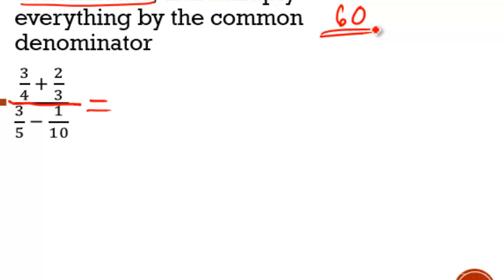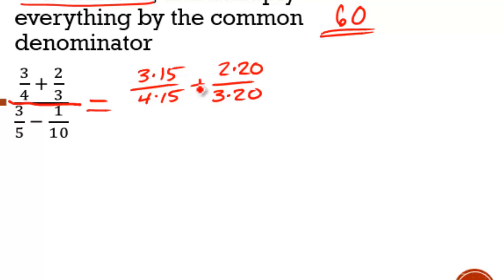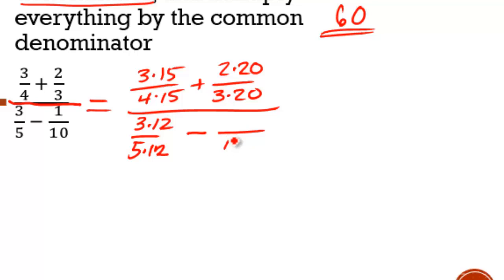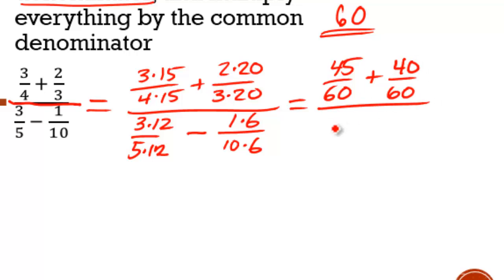So the 4 needs to be multiplied by 15, so that's 3 times 15 over 4 times 15. The 3 needs to be multiplied by 20, which is 3 times 20, 2 times 20, and the 5 needs to be multiplied by 12, 3 times 12, and then minus the 10 has to be multiplied by 6, so 1 times 6. So that leaves us with 45 over 60 plus 40 over 60 over 36 over 60 minus 6 over 60.